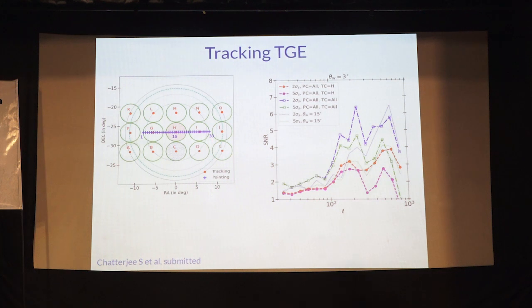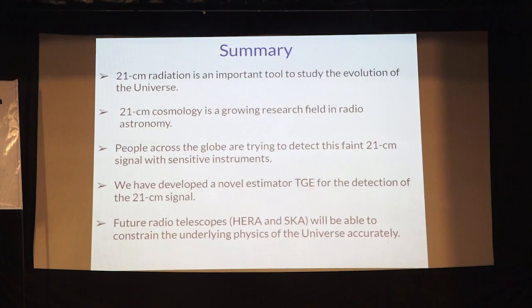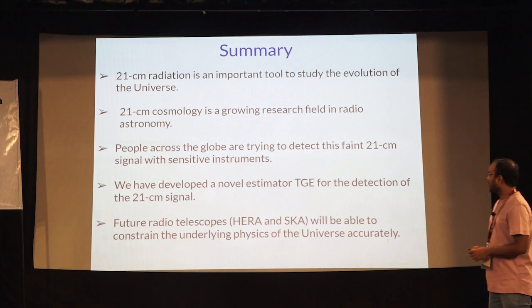Shumon is working on that, and this is the signal to noise ratio. You can see the 2 sigma noise level. So for the blue and the red, when you combine all these pointings, the signal to noise ratio increases a lot. So this improves the signal to noise ratio using this new estimator, the tracking capability estimator. Okay, so this is the total thing that I wanted to talk about.